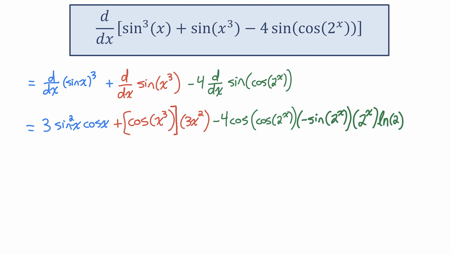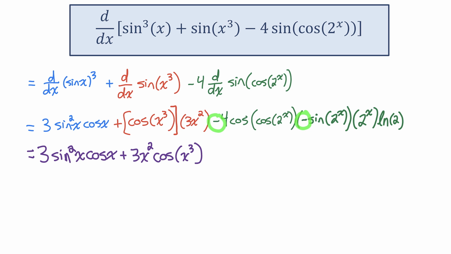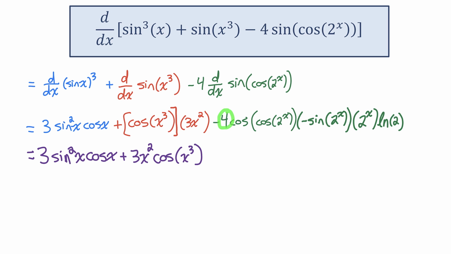There's the derivative. Let me simplify it. Nothing to do with the first term. The second term, I'll move the 3x squared to the front. In the third term, I have 2 negative factors. That'll make a positive. And this 4 is a 2 squared, which I can combine with that power of 2 by adding their exponents.